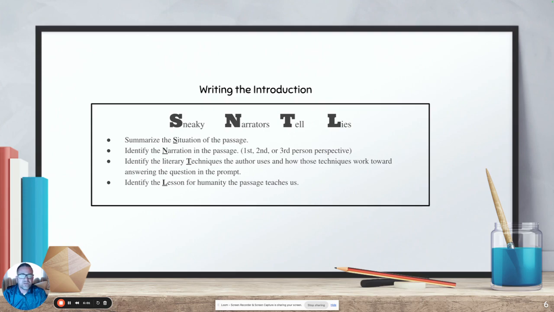I then identify the narration in the passage: first person, second person, or third person perspective. I identify the literary techniques that the author uses and how those techniques work toward answering the question in the prompt. And then I identify the lesson for humanity that the passage teaches us. Now, I always say that this is not a requirement on the AP Literature rubric. However, it's a level of sophistication that I feel, if students include this, shows an additional level of interpretation, which I think is important for anyone to write.